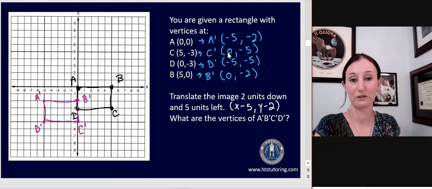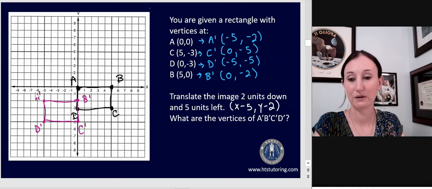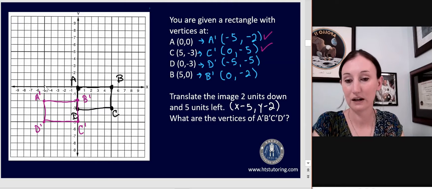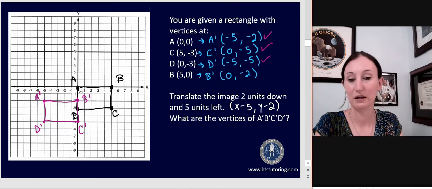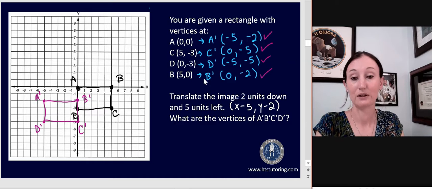Okay, now I'm going to compare the coordinates of the vertices. All right, so A, I have it -5, -2. That one matches up. C, I have 0, -5. That one matches. D, I have it -5, -5. That one matches. And B, I have 0, -2. So that one also matches. So we could do this algebraically and graphically.